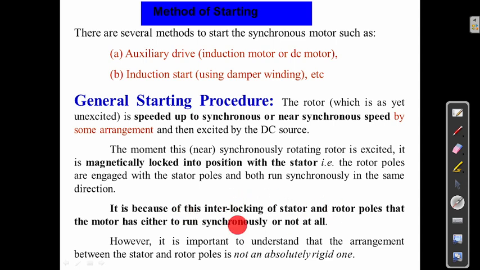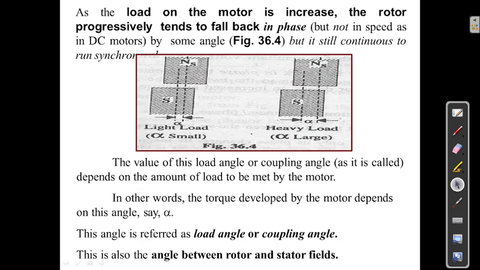Because of this interlocking of the stator and rotor poles, the motor runs either synchronously or not at all. However, it is important to understand that the arrangement between the stator and rotor poles is not absolutely rigid. As the load on the motor increases, the rotor progressively tends to fall back in phase, but not in speed as in DC motors. So by some angle, as in figure 36.4, it still continues to run synchronously.